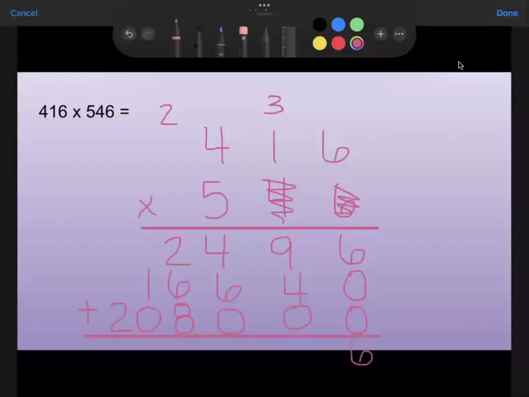This is going to be 6. This is going to be 13. That should be 11. Okay, 6 plus 8 is 14. 14 plus 2 is 16. Plus 1 more is 17. And then a 2 here and a 2 here. So my answer to this would be 227,136.